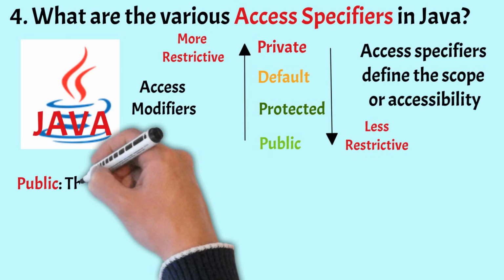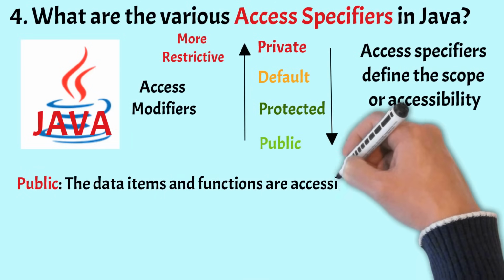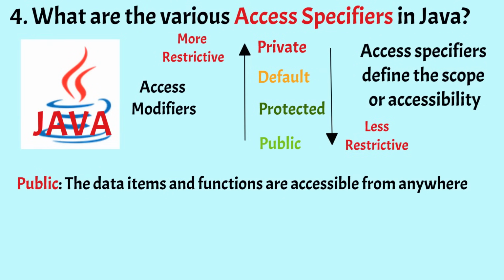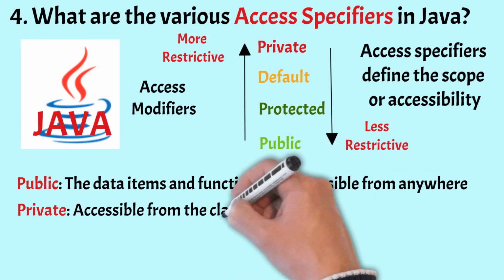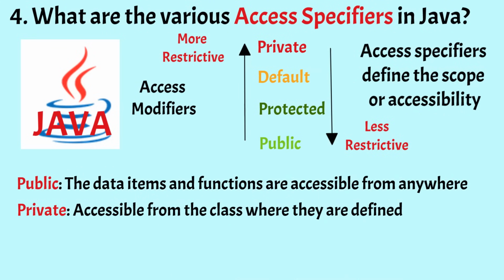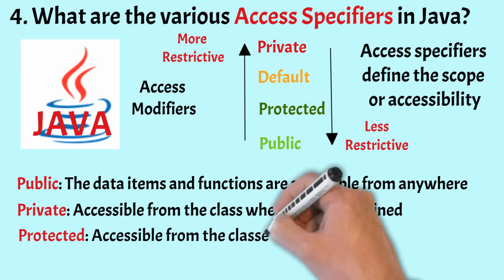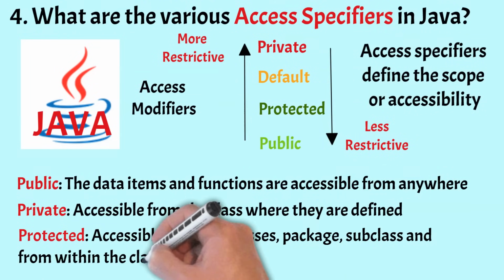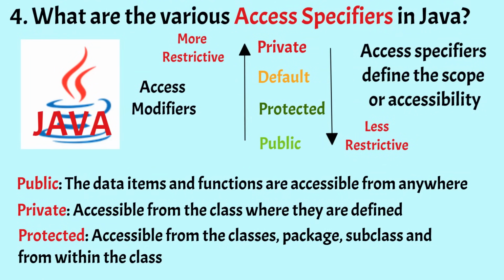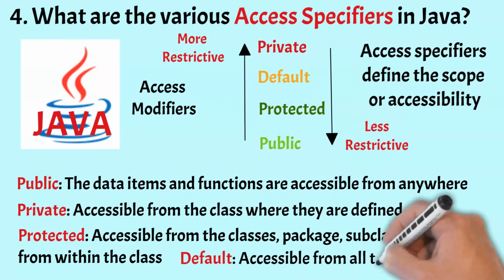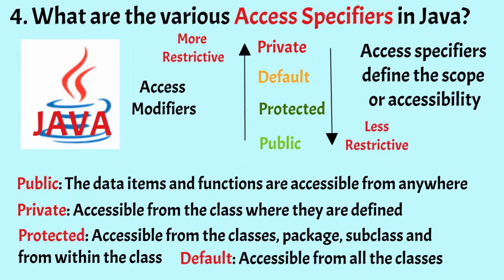Now coming to public. When defined as public, the data items and functions are accessible from anywhere in the program. Next is private. When defined as private, they are only accessible from the class where they are defined. Now next is protected. When defined as protected, they are accessible from the classes that belong to the same package, the subclass of the class, and from within the class where they are defined. Now next is default. If you do not mention any specifier, then by default the default access specifier is active, which means they are accessible from all the classes that belong to the same package.